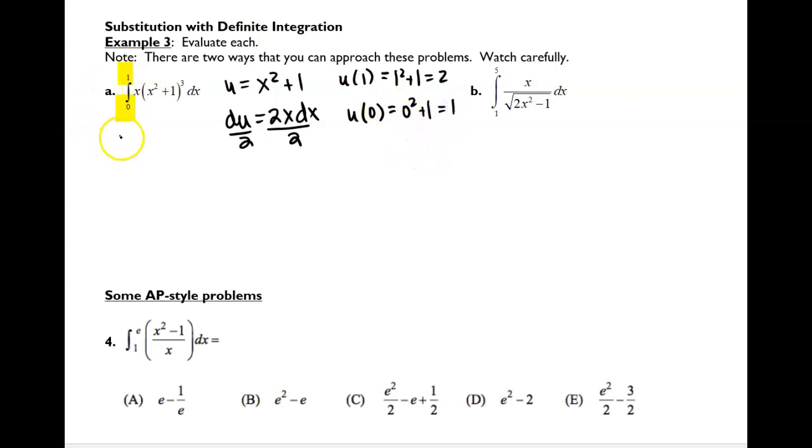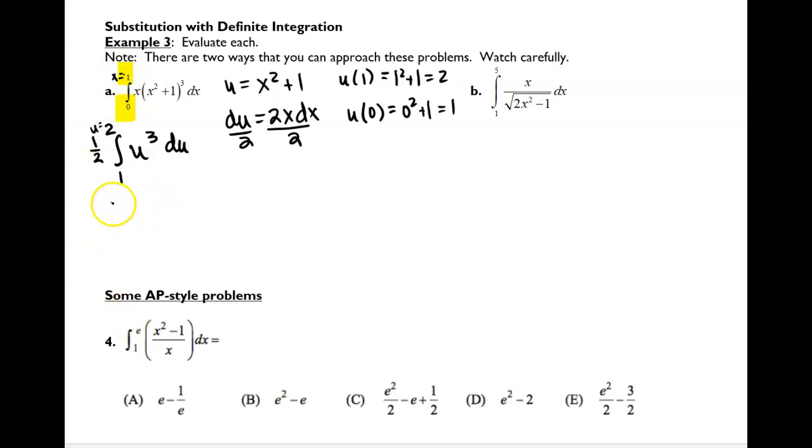So when I rewrite my integral, I'm going to have the integral from 1 to 2. I have my 1/2 from my du balancing. And then I have u to the third du. So notice I replaced everything inside the integrand with u's. I also changed the bounds to be in terms of u. These were x's, now these are u's.